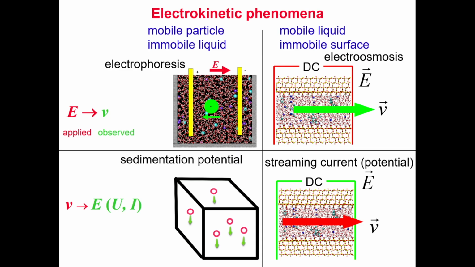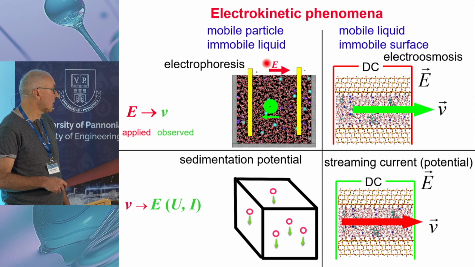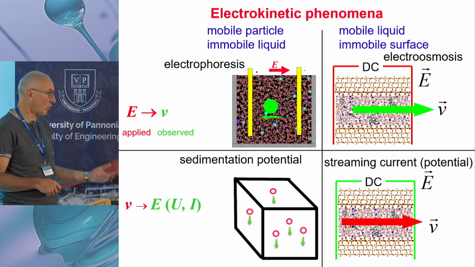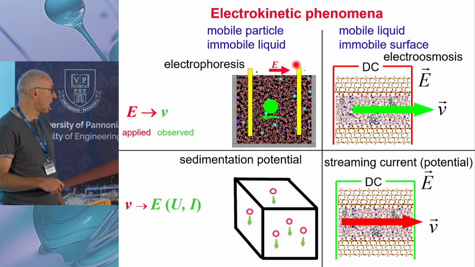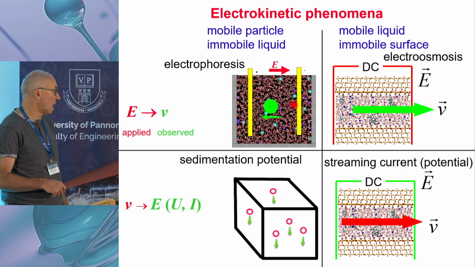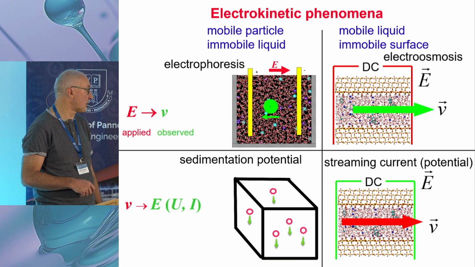Electrokinetic phenomena are a family of closely related phenomena. Let's start with electrophoresis. In electrophoresis, you have a charged ion, or rather a charged colloidal particle, and it can be micrometer sized. If you apply a DC voltage between two electrodes, the particle, of course, will start to move, and you can observe the speed. There will be a constant speed proportional to the size of the electric field, and the ratio gives you the electrophoretic mobility.